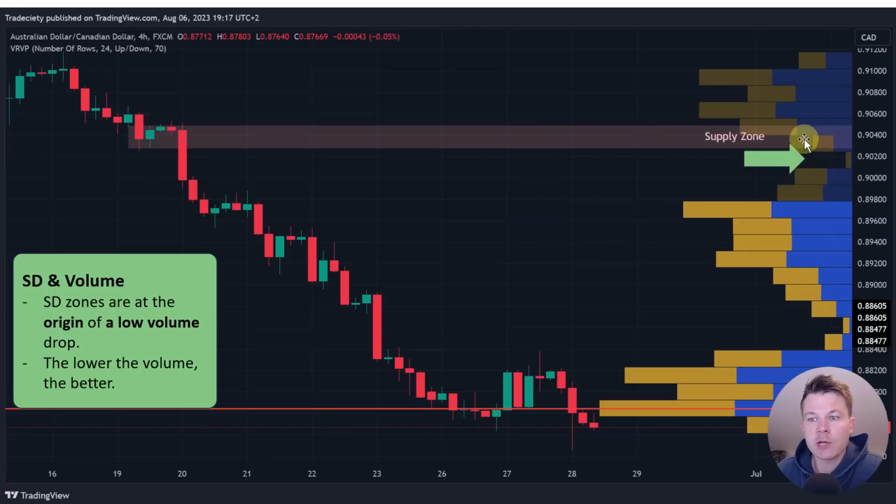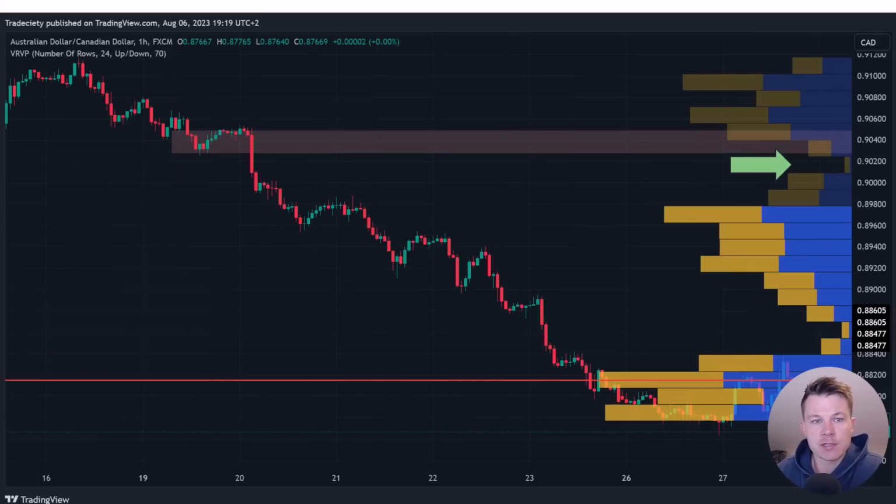And the lower the volume, the more significant the drop-off is, the better it is for the supply zone. So this is a very important way of verifying and validating your supply and demand zones. We can go here even one time frame lower to the 1 hour, and here we can also see it. We have this huge volume cluster here at the top. Then we have this significant drop-off. There's almost no trading interest and no trading activity going on here. And this is the key. Those are the best supply and demand areas.